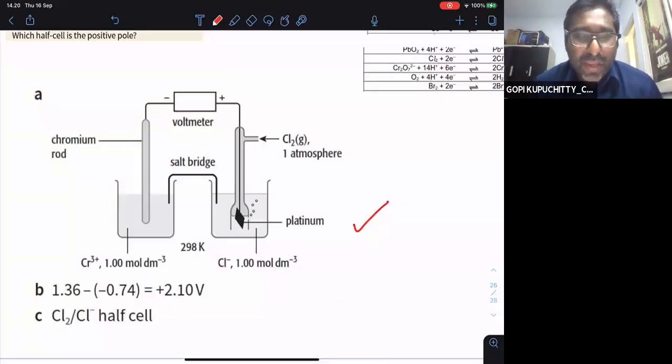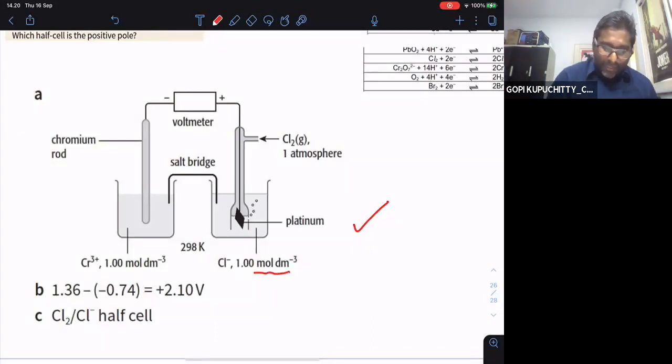This one you should be able to draw by now, and you can see what are the information that you need to give.